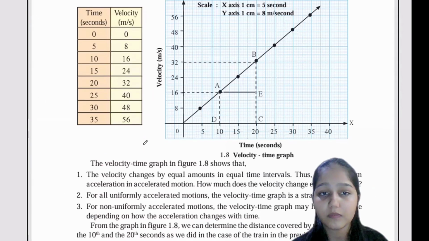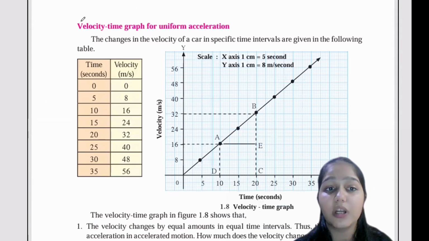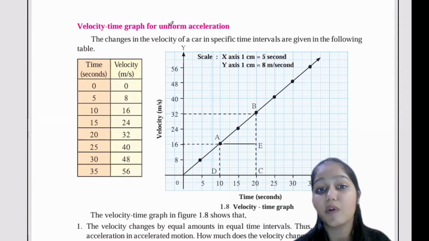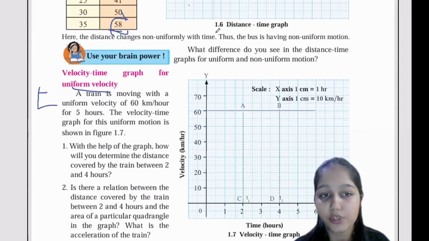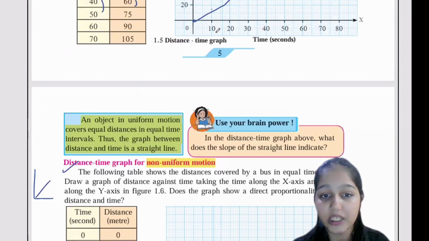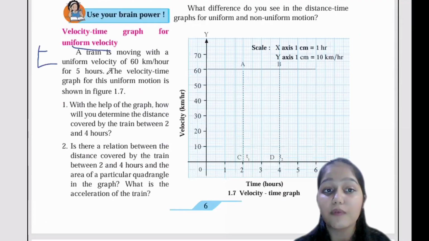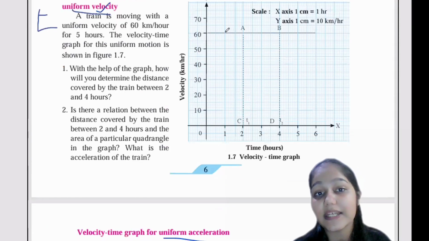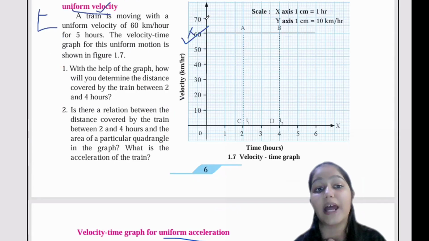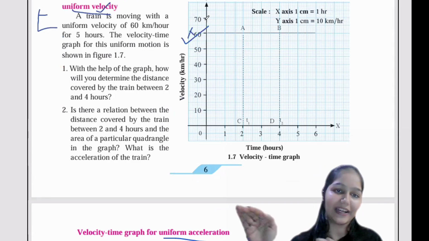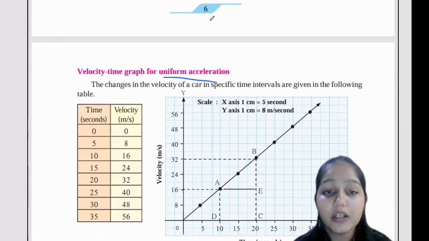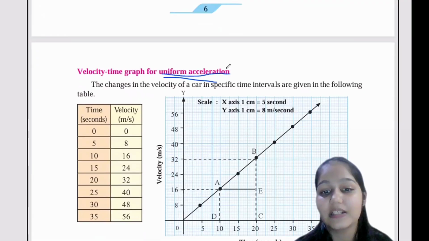Now here it is told about the velocity time graph for a uniform acceleration. It is not uniform motion or uniform velocity. Here it was for uniform motion, non-uniform motion. Here it was for uniform velocity. Velocity is not being changed. Can you see velocity is the same? So that is why the graph is like this, stagnant. But here it is for uniform acceleration.